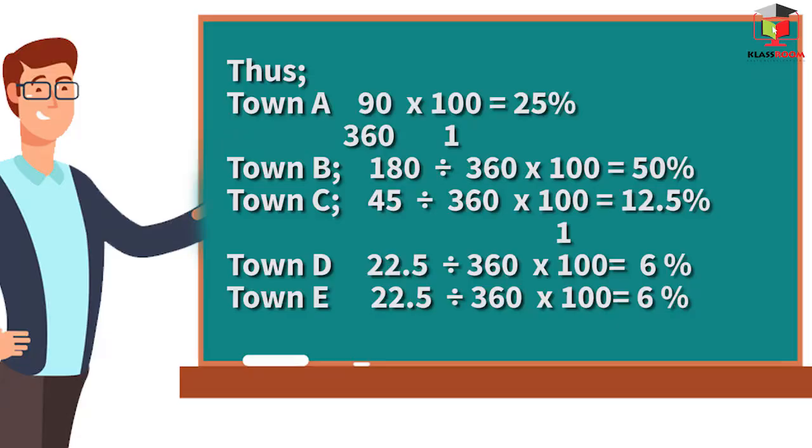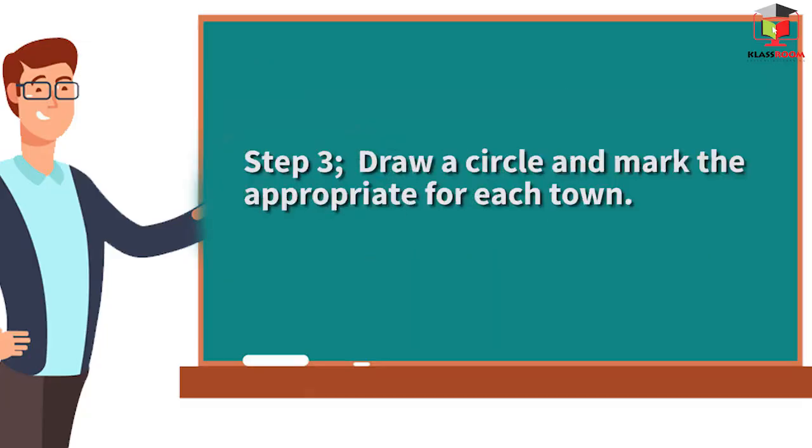Town B, 180 divided by 360 times 100, which is 50%. Town C, 45 divided by 360 times 100 over 1, which is 12.5%. Town D, 22.5 divided by 360 times 100, which is 6.25%. Town E, 22.5 divided by 360 times 100 over 1, which is equal to 6.25%. Step 3. Draw a circle and mark the appropriate percentage for each town.